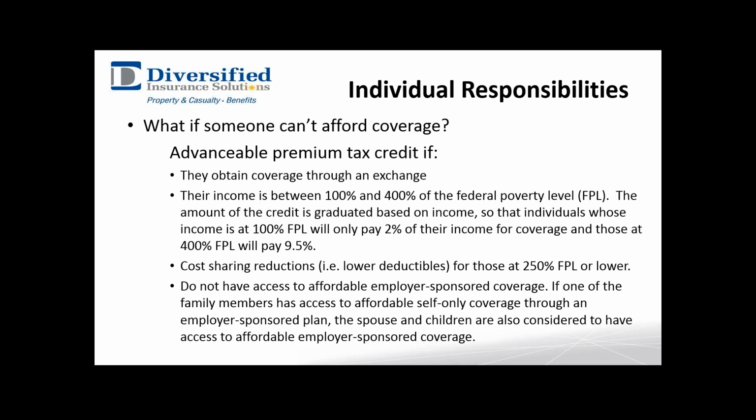And so, you've seen this presentation, it's called Exchange. They've changed it to Marketplace because it translates a little better within different languages. But what happens is if your income is between 100 and 400% of the federal poverty level, you are eligible for a premium tax credit as long as you can see that last bullet point on there. You do not have access to affordable employer-sponsored coverage.